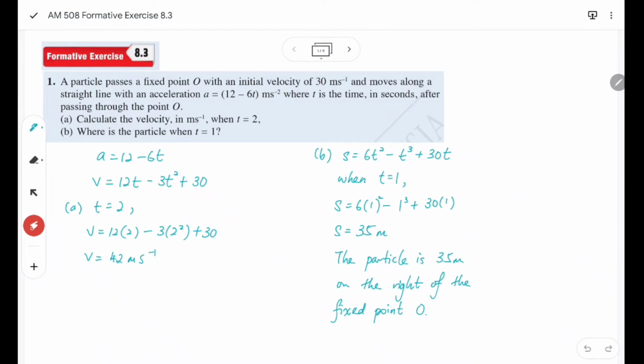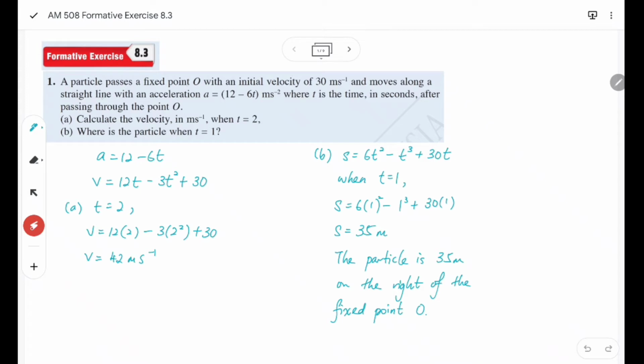So let's see the information given. a equals 12 minus 6t, and we need to calculate the velocity. So from acceleration we need to get velocity. We need to do integration. So v equals the integral of acceleration with respect to t. We get v equals 12t minus 3t squared plus c.